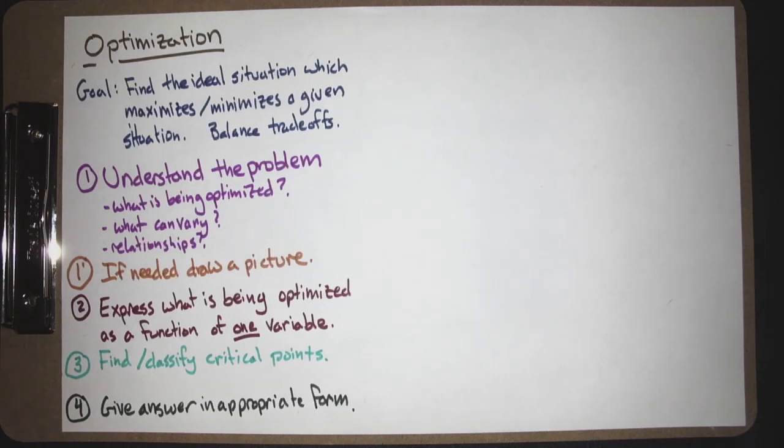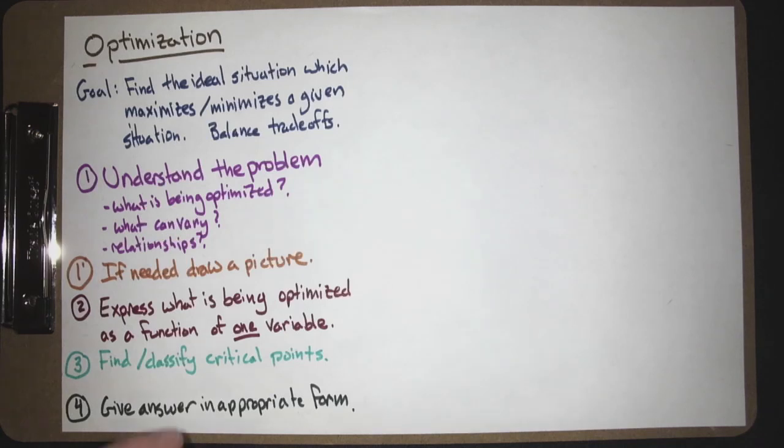So how do we do these problems? First off, we have to understand the problem. We can't find the optimal solution if we don't understand what's going on. So we have to think about what it is that we're trying to optimize. What can vary? Do we have multiple things that can vary? In our class, we're pretty good with just one thing being varied. If you have multiple things in play, you have to figure out how to get it down to just a single variable. And that comes from looking for relationships.